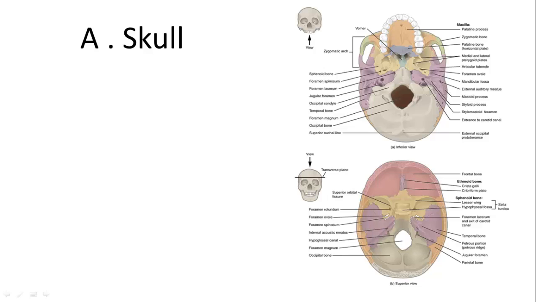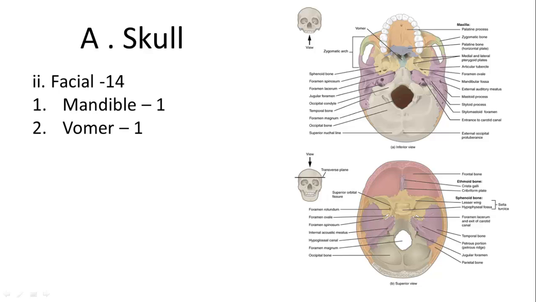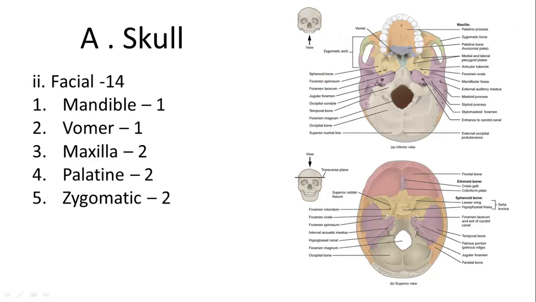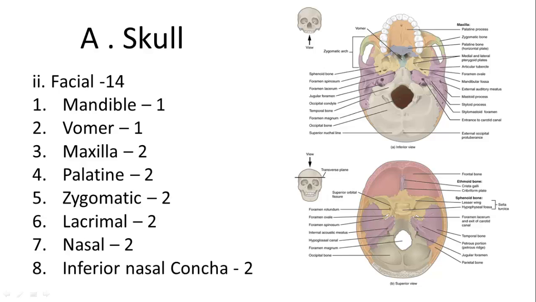The skull also has facial bones, 14 of those, including the mandible, which forms the lower jaw, the vomer, which you can see a little bone right here, the maxilla, 2 paired bones, which you can see over here. The palatine bone, which forms the back of the palate, the zygomatic bone, which is part of the zygomatic arch, the lacrimal bone, which holds the tear duct, the nasal bone, which is supporting the cartilage of the nose, and the inferior nasal concha. These are inside the nasal part.